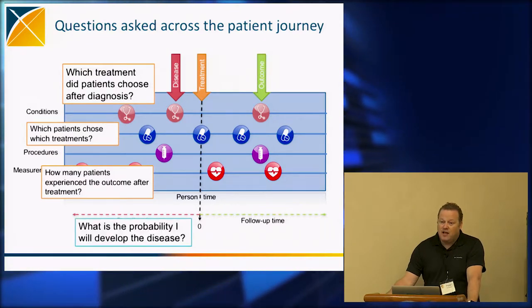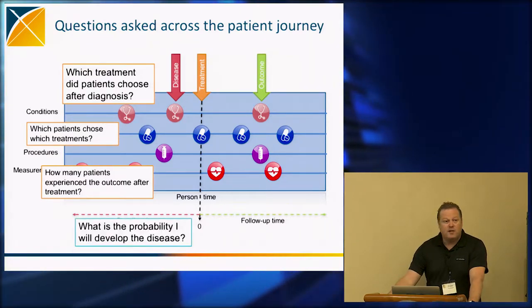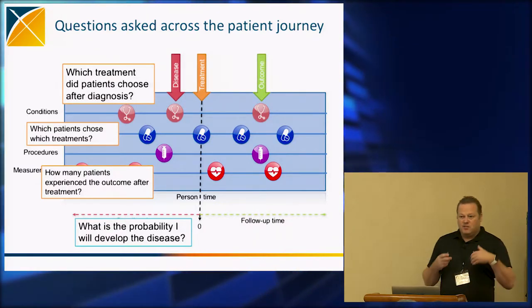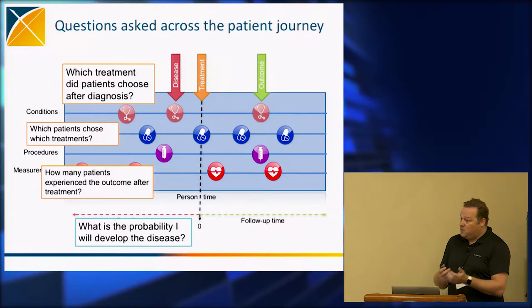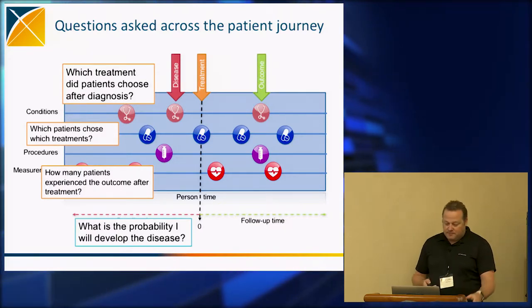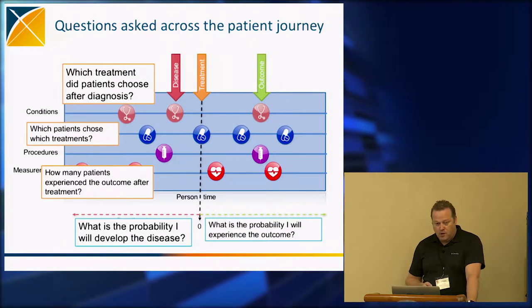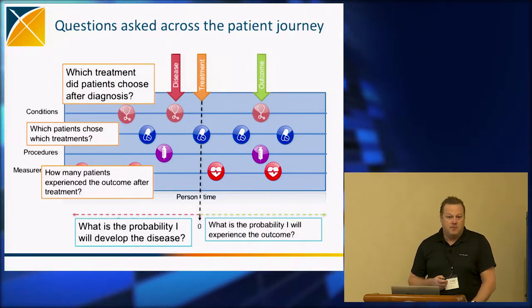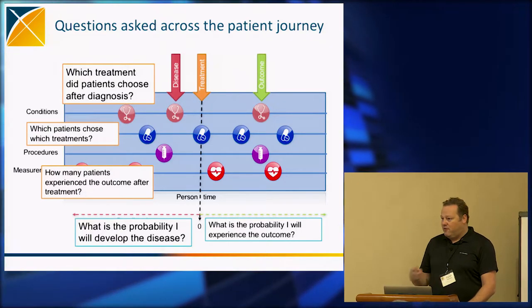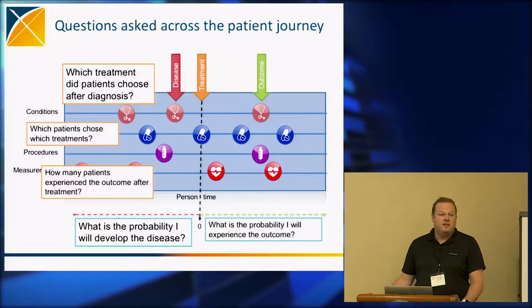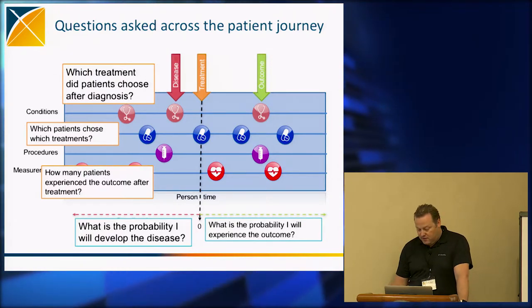What we also can look at is questions like this. So what is the probability that I develop the disease? So that's more personalized, that's a personalized prediction using all my prior medical information to say something about the future. Or for example, what's the probability that I will experience the outcome? So this is about inference. We want to infer something that happens after a certain moment in time for the patient.